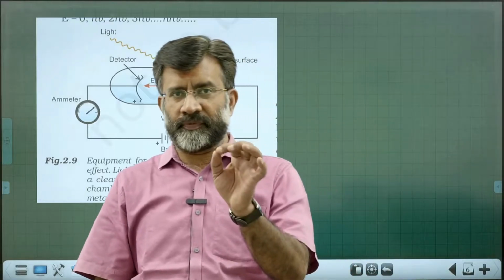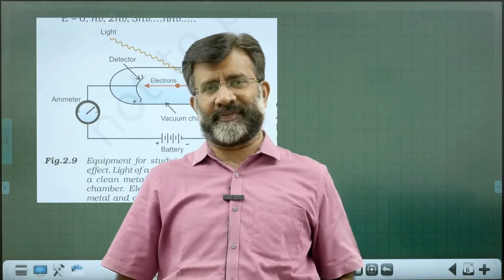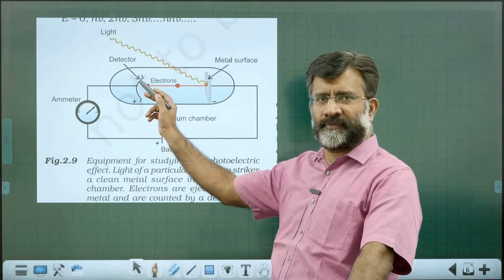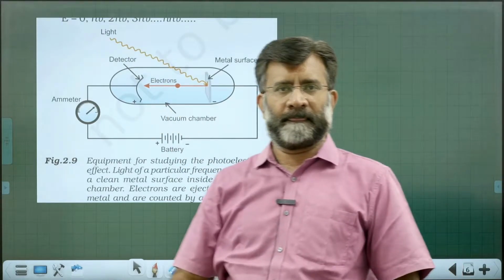Okay, what is threshold frequency? Minimum frequency required to cause the photoelectric effect. What is the photoelectric effect? Ejection of electrons from the metal surface when radiation of suitable frequency falls on it. Right?